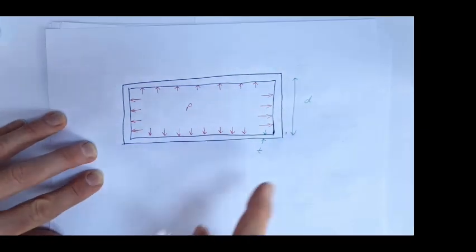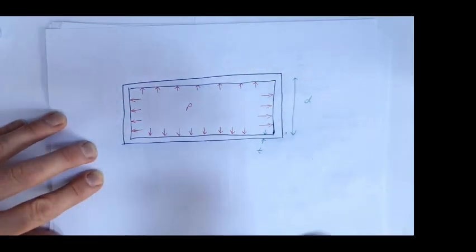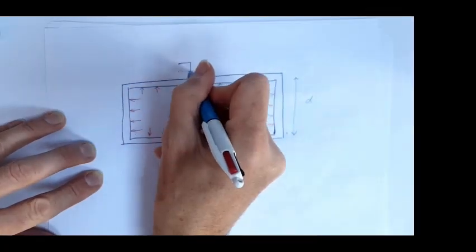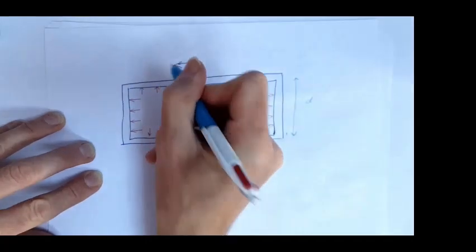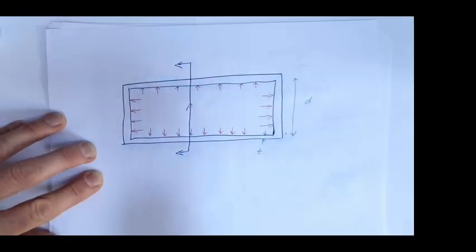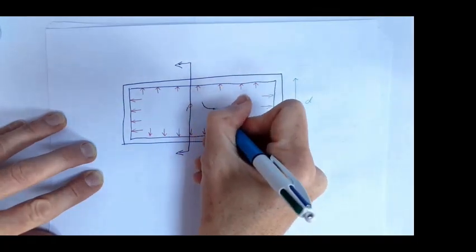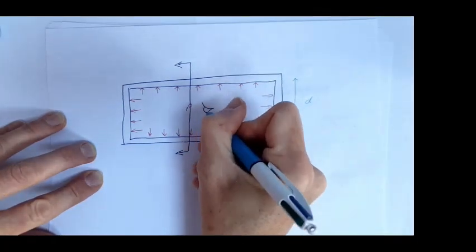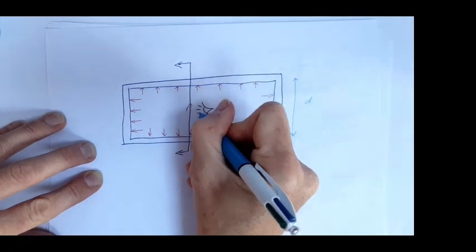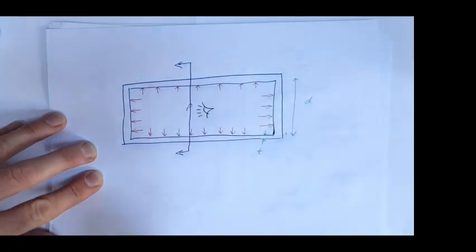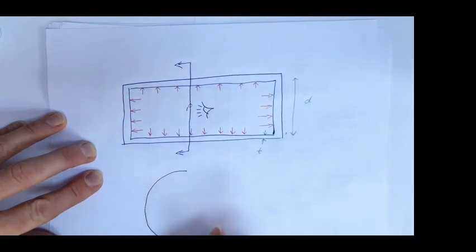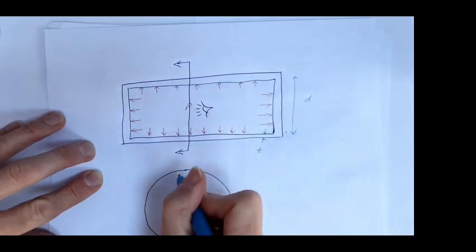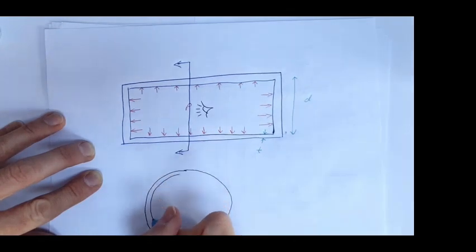So if we were to take that structure now, and we're going to chop it in half, and we're going to look in that direction. So this time, I'm going to draw my eye here. And we're looking in that direction. Okay, and what would we see? We'd see something like this. We'd see cylinder. Thickness T.